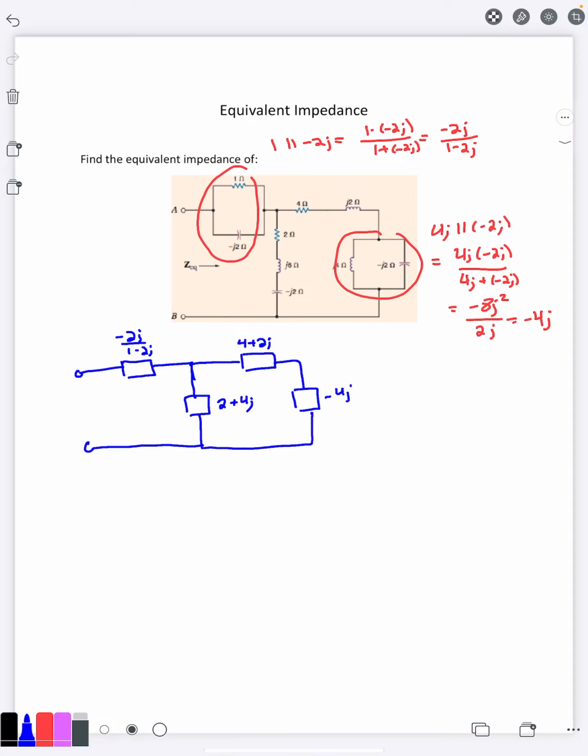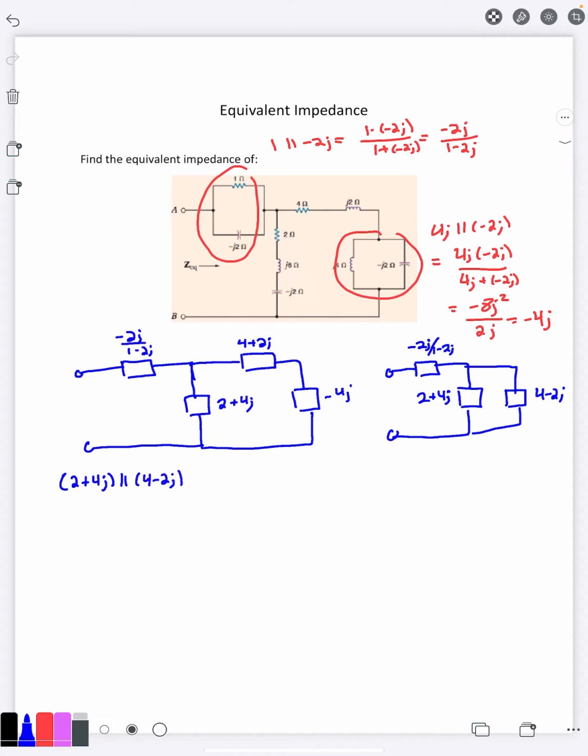At this point, I can then combine the two that are in series on the right side. And let's see, what are we going to get? Since they're in series, we add them up. 4 plus 2j, and then a negative 4j is going to make it a 4 minus 2j. Now we have a 2 plus 4j in parallel with a 4 minus 2j. That's 2 plus 4j times 4 minus 2j over 2 plus 4j plus 4 minus 2j.